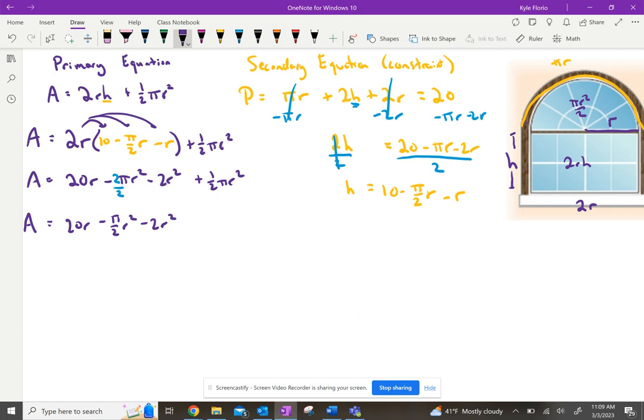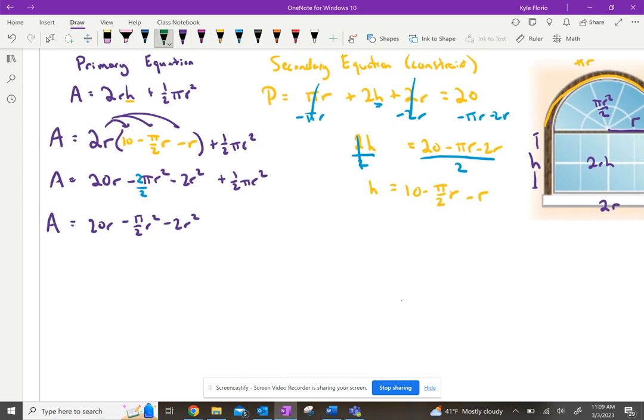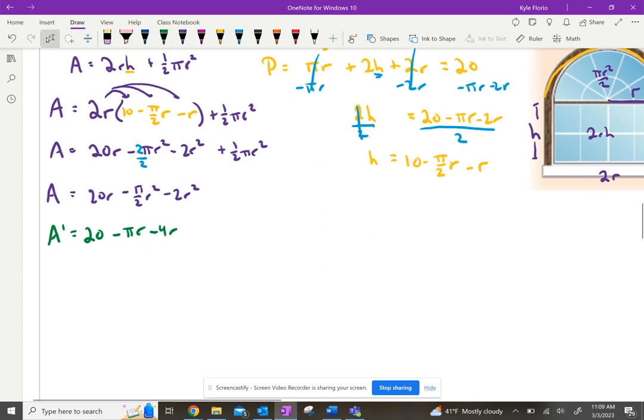And these are actually like terms. I could factor out the r squared, but I'm not going to. Let's just take the derivative now. So the derivative is going to be 20 minus, let's see, the 2's. When you take the derivative, the power rule, the 2's will cancel out, so we just get minus pi r. The 2's, 2 times 2 is 4, so we get minus 4r.